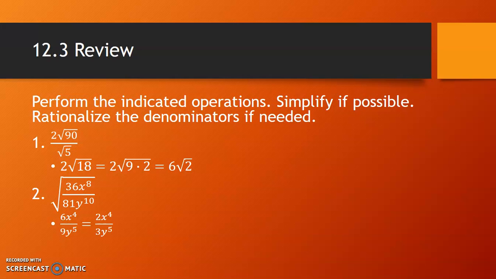It doesn't make a difference if you separate it or not. So you're just doing square roots. With those numbers, 36 and 81, those are perfect squares, so that's why I have 6 and 9.